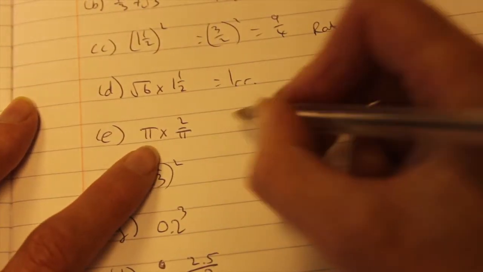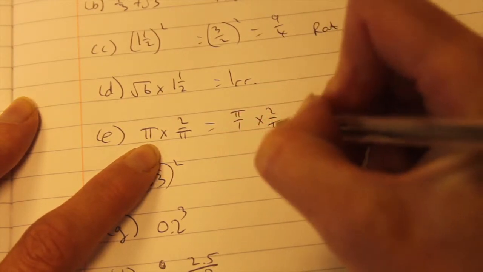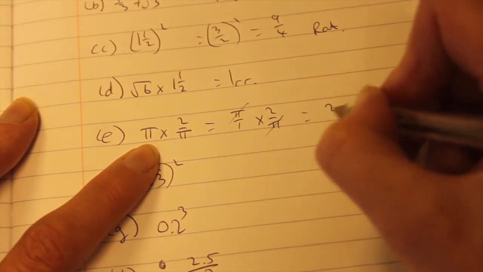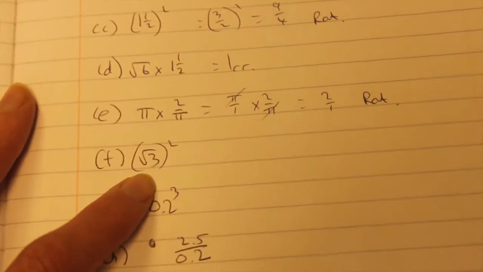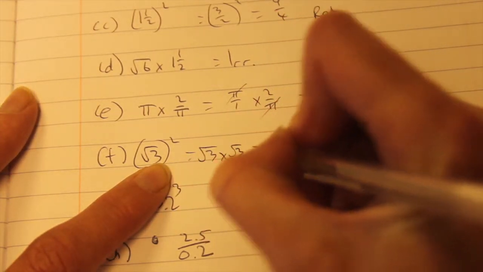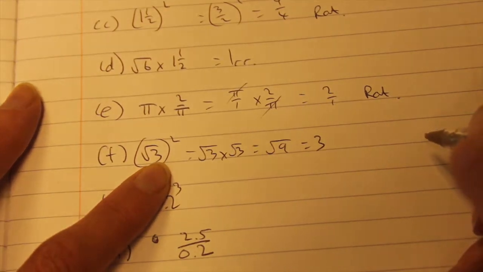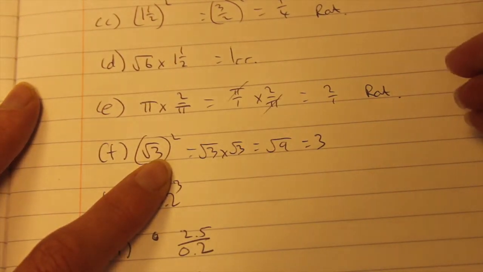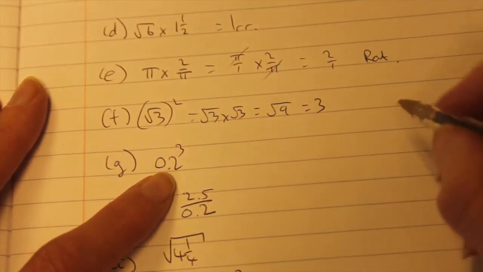Part E, I want to write that a little bit differently. That's pi over 1 times 2 over pi. Those pi's cancel down to give you 2 over 1, which is just 2, a rational number. Root 3 squared, that is root 3 times root 3, which is root 9, which is an ordinary 3, which is rational. Because remember, an ordinary number can become a fraction by putting it over 1, so that would be rational.